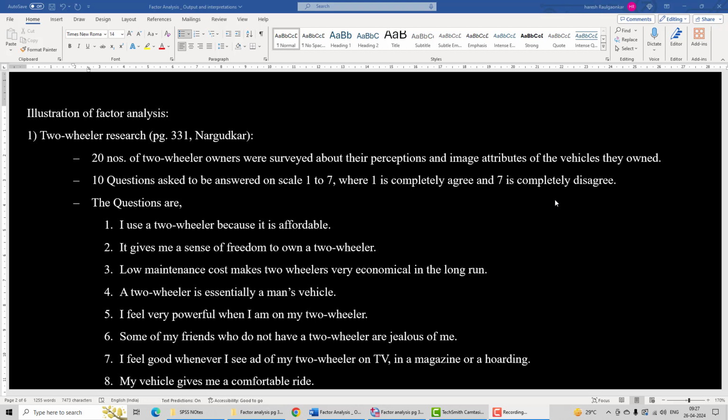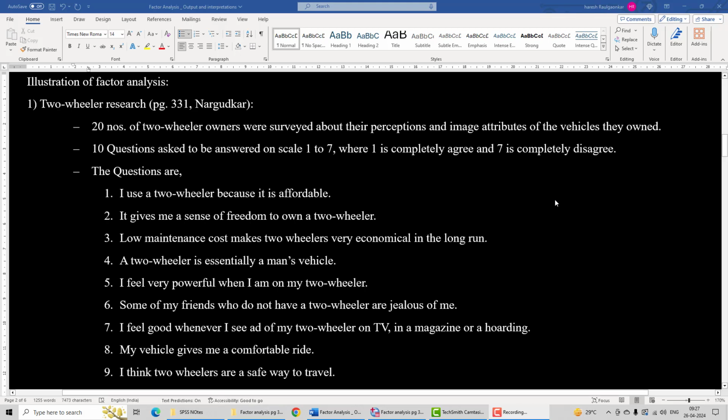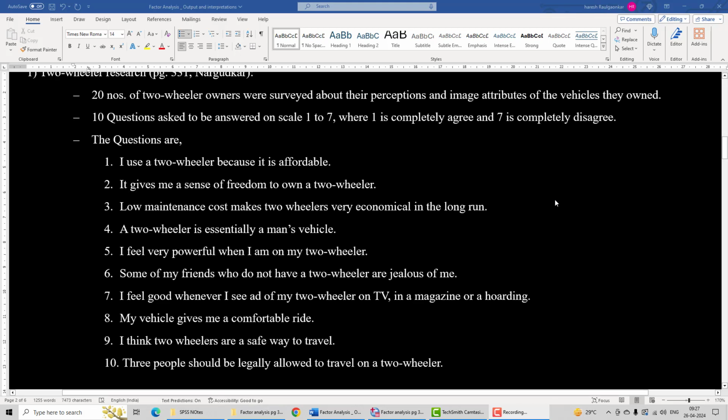1 is completely agree, 7 is completely disagree, and these are the questions. Basically these are statements on which they will give their opinion. Okay, so the data is collected, and let me open the SPSS.